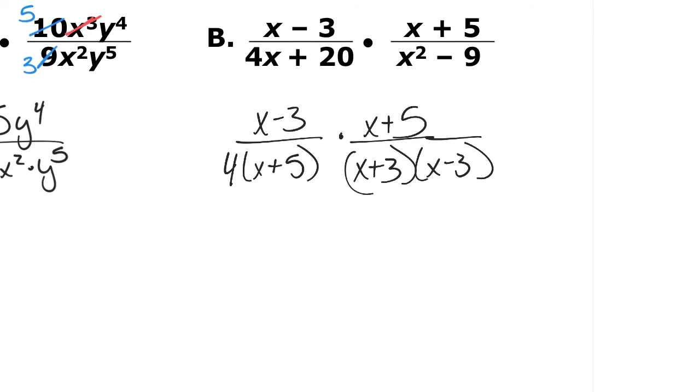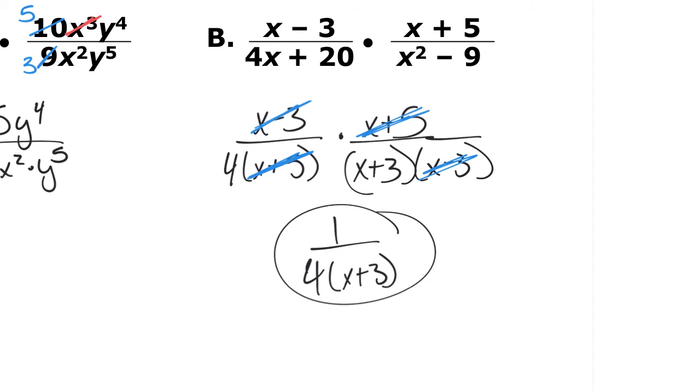Once I have it factored, I can simplify some of these factors. The x plus 5 and the x minus 3 simplify. So I'm just left with 1 over 4 times x plus 3.